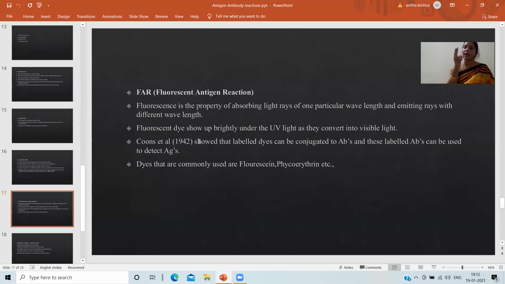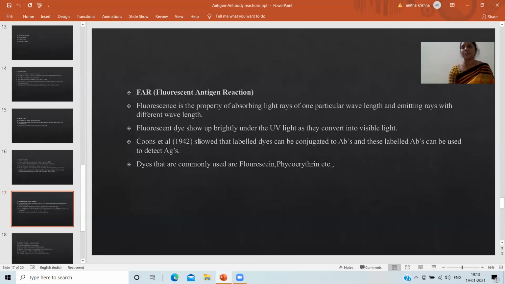Then you add a secondary antibody, another antibody called anti-human immune serum globulin, and this antibody is conjugated with the fluorescent dye. If the antigens are complementary to the antibody and the complex is formed, then only this dye will be taken up. Otherwise, the dye will not be taken up. When you observe it under the microscope, you can see fluorescence if the complex is formed, otherwise not. So that is about your indirect FAR.